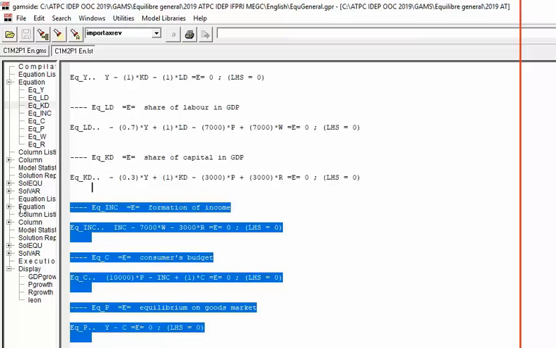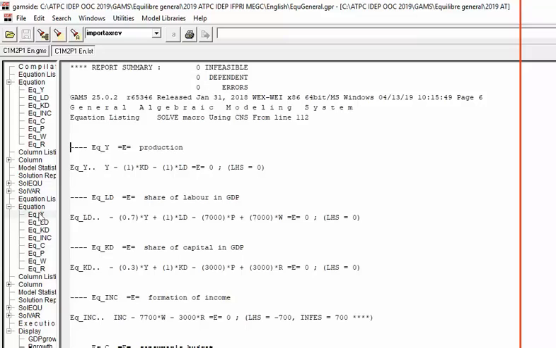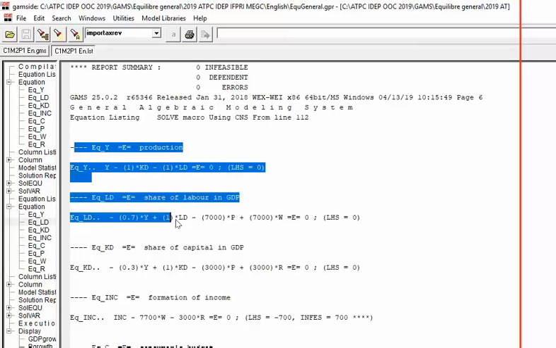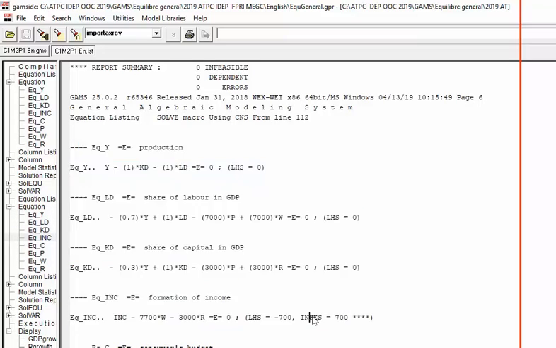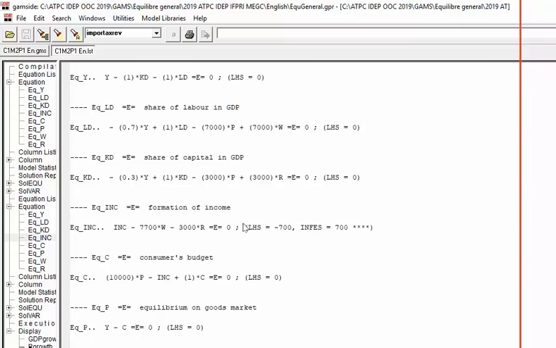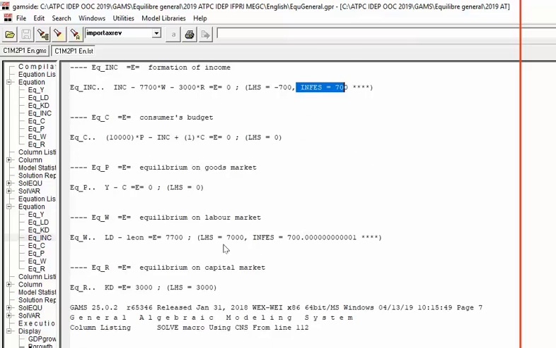If you look at the second solve, so here I double click on equation, and here you've got an infeasibility because the labor supply has changed. On the formation of income, you have an infeasibility of 700, mentioned here. So you have 4 stars, and then on the equilibrium on the labor market, you also have an infeasibility because the labor supply has augmented by 10%.